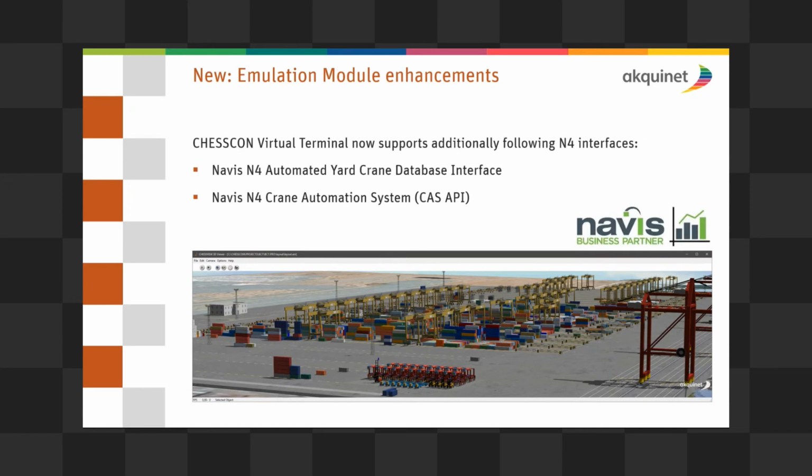As you know, we are business partners of Navis, and here we have especially done things. The Kassl IP is for crane automation, and also the yard crane. They use internally the yard database interface from Navis, and we are now supporting all the things, so you can do the complete emulation in our CHESSCON system. Important to say again, it's not just Navis. It is also the other players, like for example RBS or Zodiac and so on, can be connected.